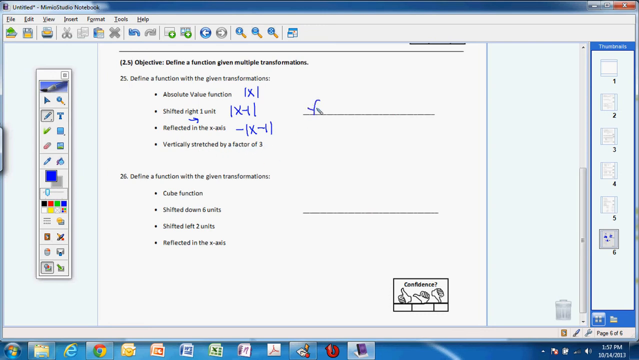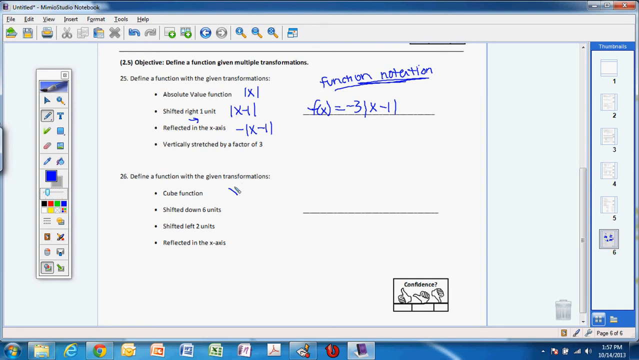So when we write this, our final answer needs to be in function notation. It's a big part of these. So f of x is just going to be, remember, vertically stretched by 3, so we're going to have a -3 out in front, and it's going to be x -1 on the inside. So that's number 25.